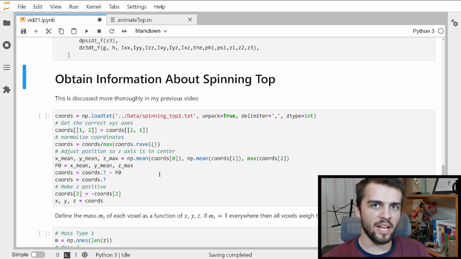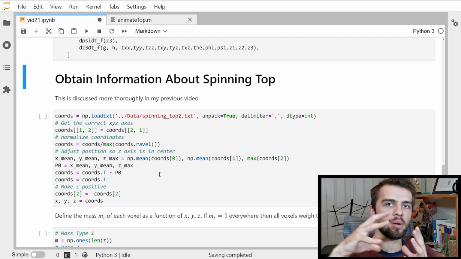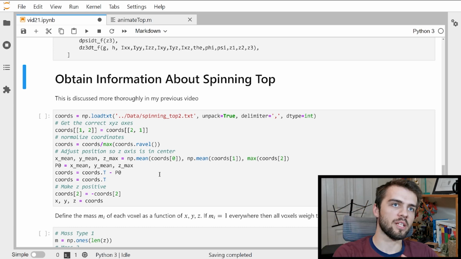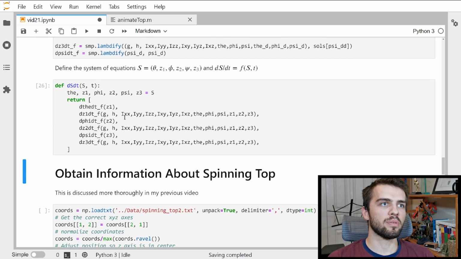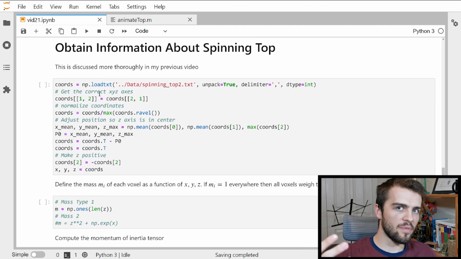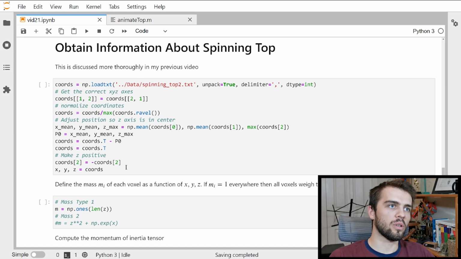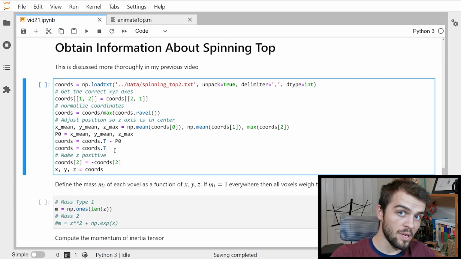And so now we need to obtain all the information about the spinning top. I did this in my previous video. I loaded in a bunch of coordinates of the 3D spinning top, and I solved for the moment of inertia tensor. Of course, that's what we need in order to plug these into this function here. And if I know the shape of the object, I also have the z location of the center of mass, which is h. I'm not going to go through it in a whole lot of depth here. But if you want to know what I'm doing in this cell, be sure to watch my previous video, link in the description to that.